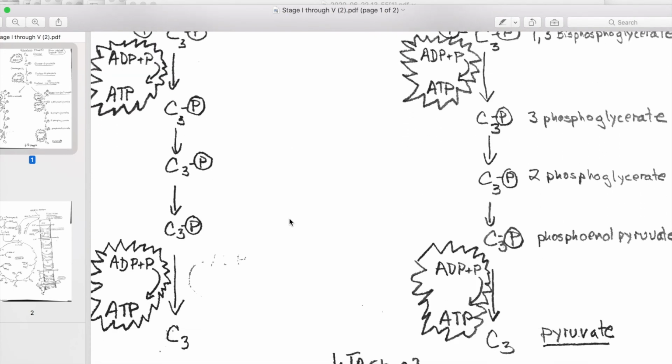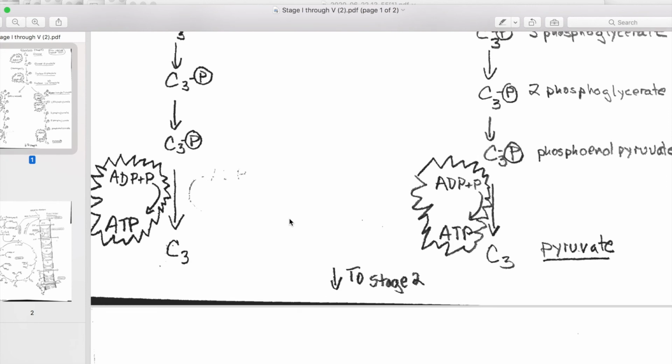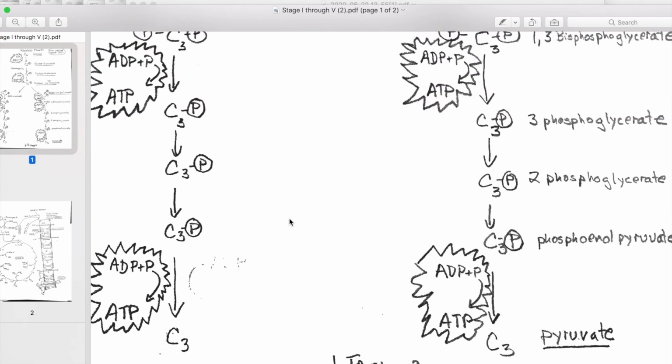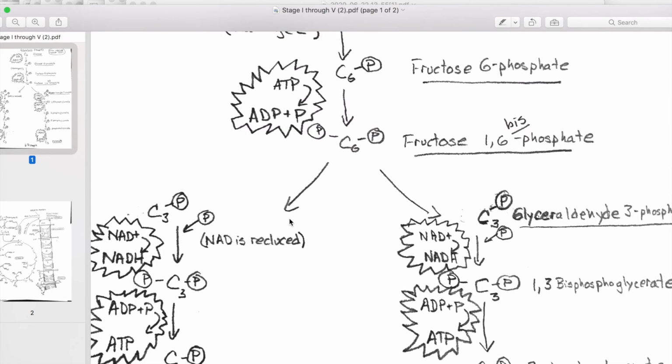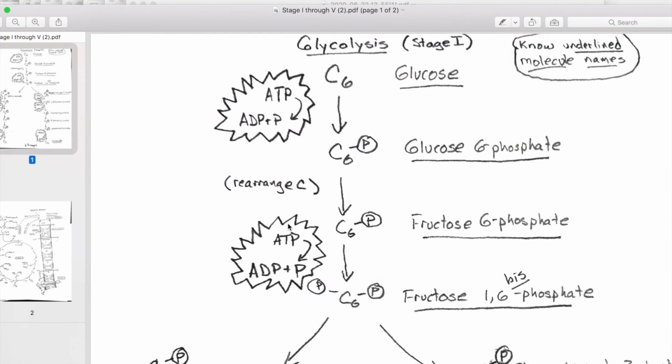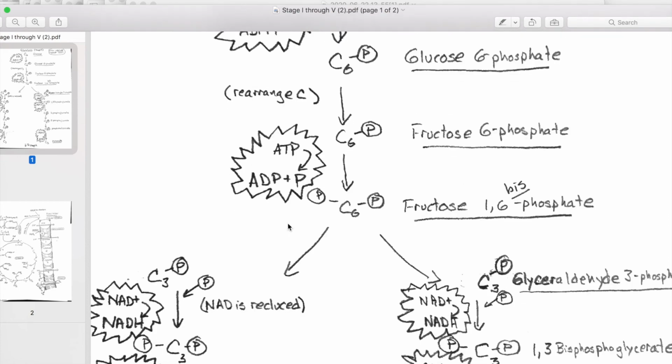If there's no oxygen around, I'm not going to have much use for those, except you do use them if there's no oxygen around when you make lactate, but that's another class. Okay, so this all happens in the cytoplasm. This all happens stage 1. This all happens without oxygen.